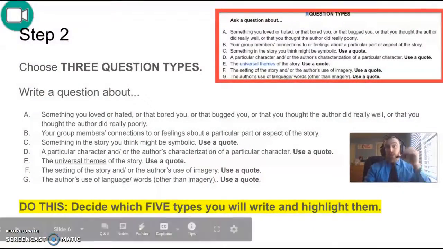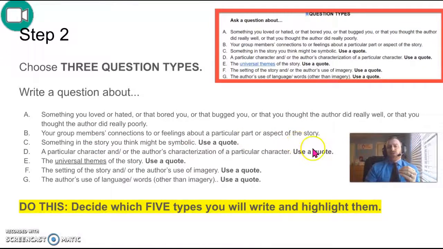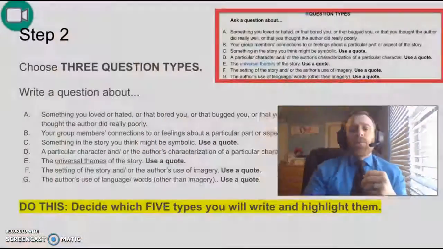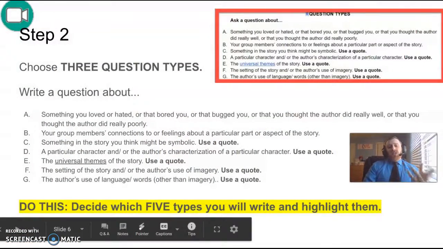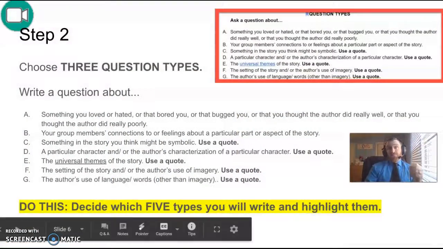That's question A. Question B is where you ask a question about your group members' connections or feelings to this part of the story. So here we're saying, how did you feel when, or what did you think about when this took place in this moment? That's question type B. Question type C is where you write about something you thought was symbolic in this scene. What was something symbolic in this moment? So this may be where you said, I noticed that I thought this had symbolism because, what kind of symbolism did you notice? That might be question C for this moment.